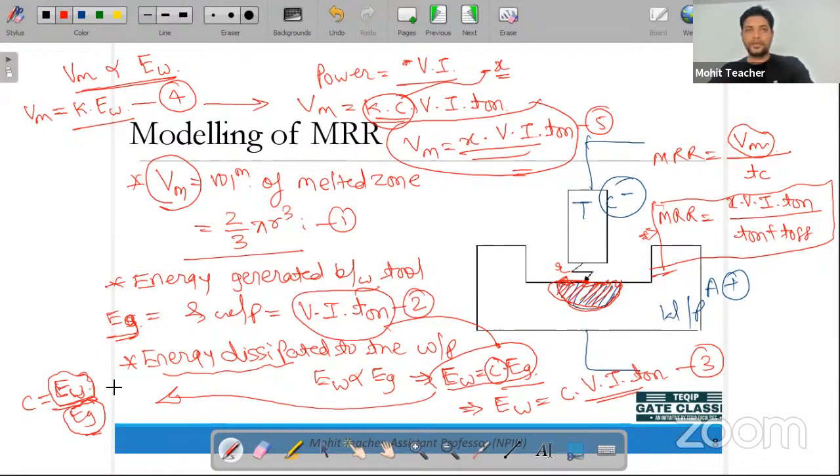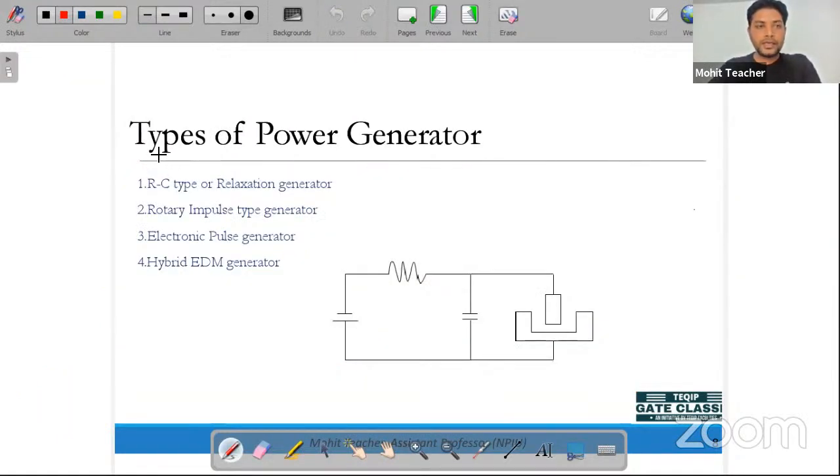Okay, great. So let's move. Next is the types of the power generators. I'm just writing these names over there, but we will discuss only this RC type, the relaxation generator. And in this also, I will only do as much analysis as is important for your GATE and ES. If you want to read more, you can prefer your electrical friend, so he will teach you better than me. Okay, so there are 4 types of the power generators.